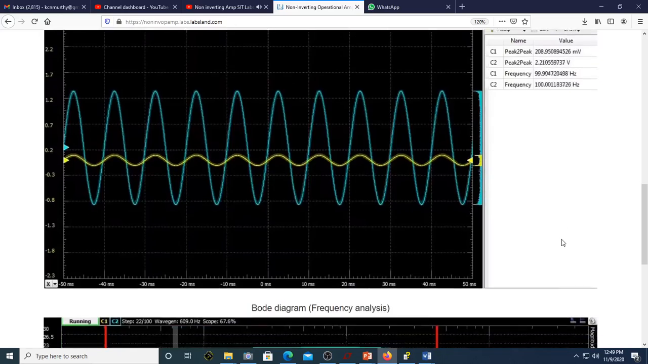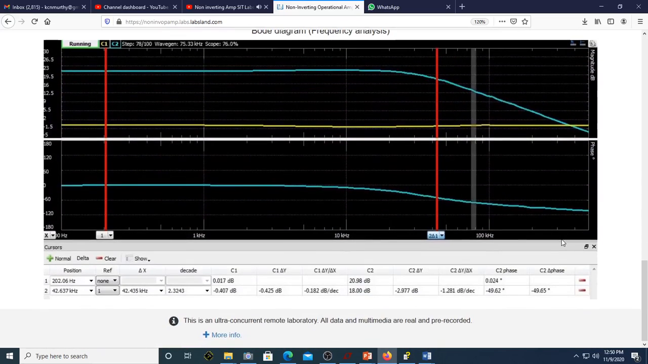The Bode plot of the circuit also shows a DC gain of 20.98 dB at a low frequency 202.06 Hz, and the corresponding phase is almost 0 degree. The 3 dB bandwidth is found to be 42.6 kHz.